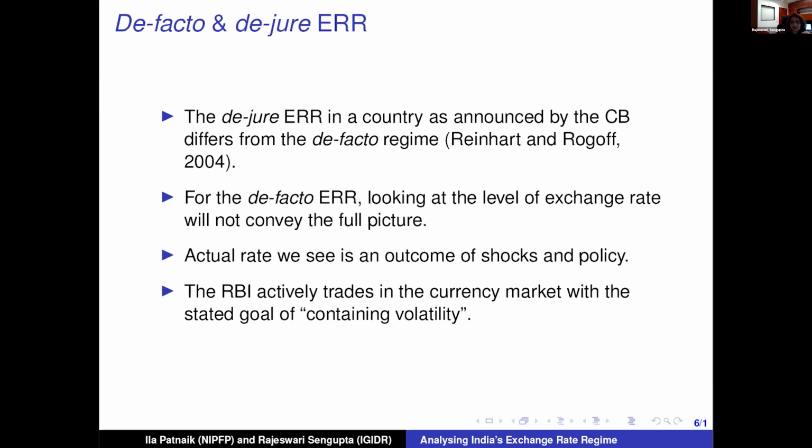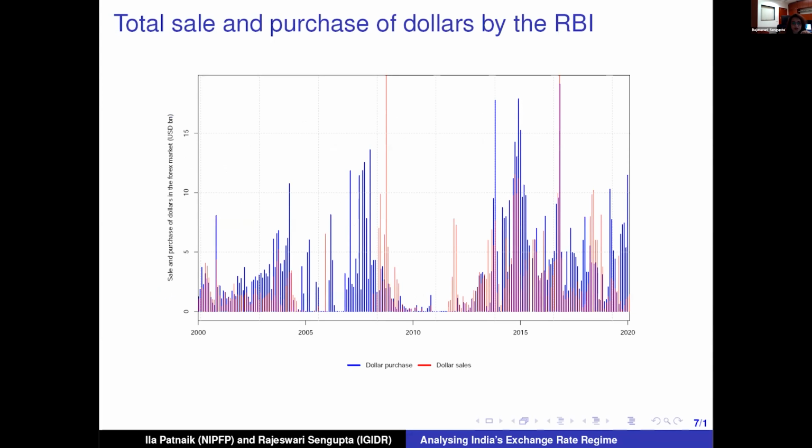For example, while India moved towards a market-determined exchange rate regime in 1993, we know from the data that the Reserve Bank of India, India's central bank, actively trades in the currency market with the officially stated goal of containing volatility. This is a graph of the total volume of sale and purchase of dollars by the RBI, denominated in USD billion. What we can see is that from 2000 till 2020, there has been very active intervention by the RBI in the currency market.